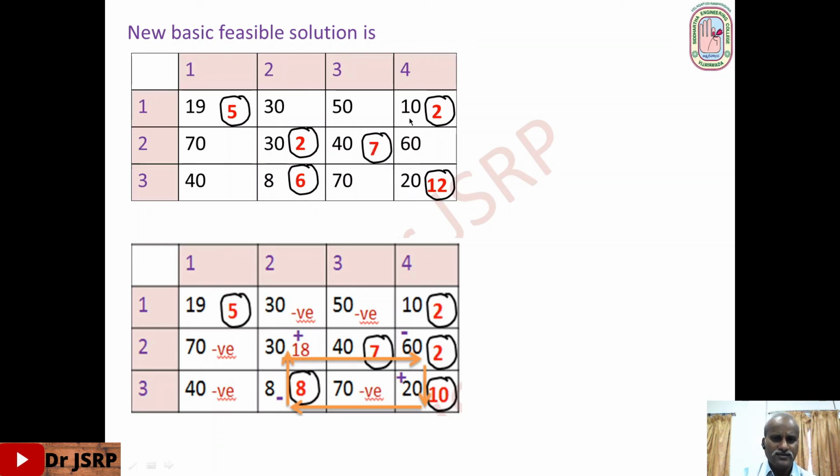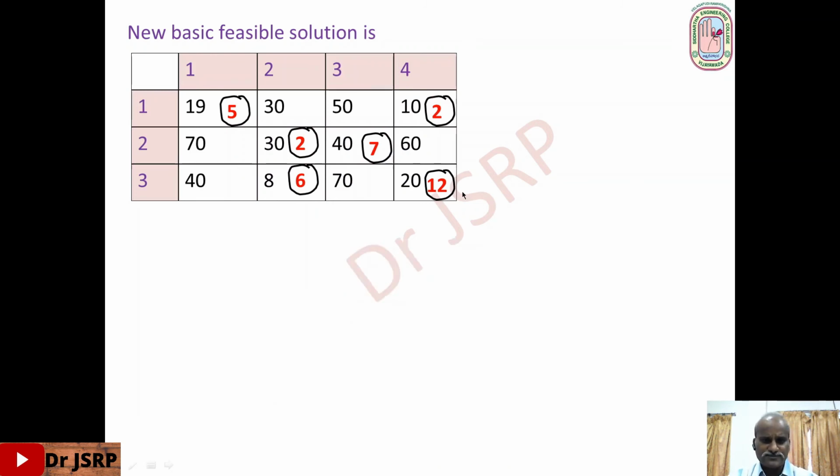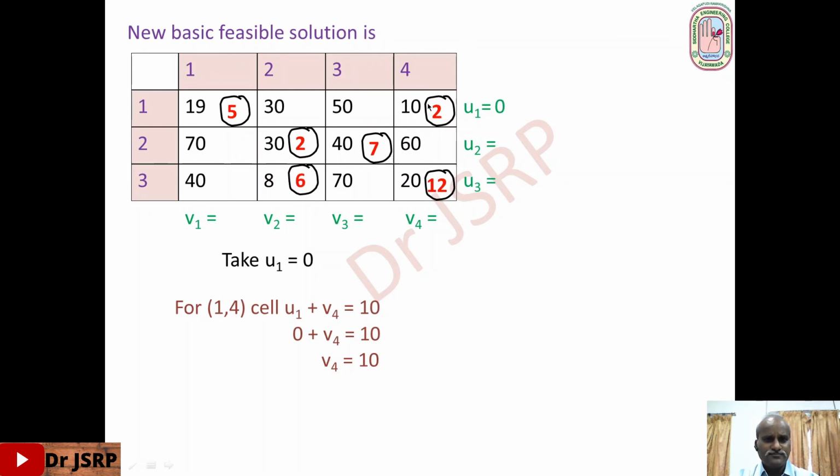Okay, so observe the total, 3 plus 3, 6. And 4 plus 3 minus 1, 6. You get the total basic cells. So we get a new basic solution. Repeat the same process. Find U values for rows, U1, U2, U3, and V1, V2, V3, V4. The relation is, for a basic cell i,j, Ui plus Vj equals Cij. So arbitrarily take one value as 0. I take U1 as 0. Now consider the 1,4 cell. Cost 10 minus U1 value 0. So V4 is 10.